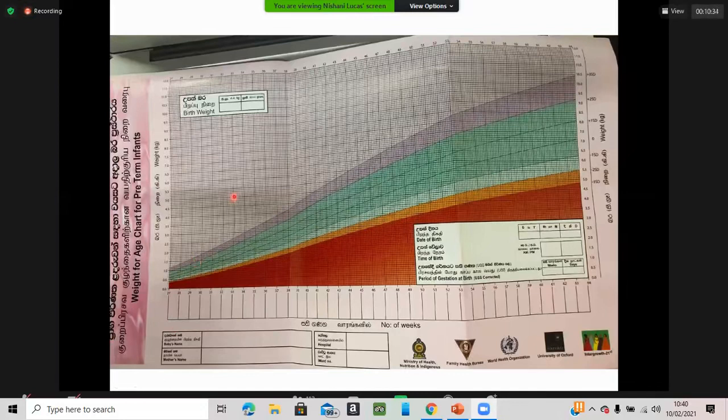Does anyone need any clarifications with regard to plotting it in the growth chart and identifying whether someone is small for gestational age or not? Yes, because you are expected to do this. I hope it's clear to you if you have no questions, right?